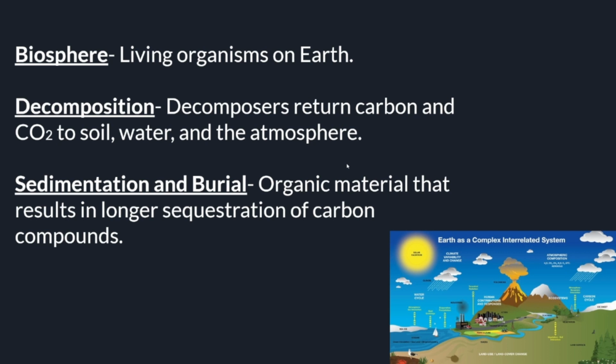So when decomposers eat a dead animal, it resembles decomposition because they return the CO2 to the natural soil, so the soil gains nutrients, water, so the water gains CO2, and then finally the atmosphere. And we'll learn more about that when we talk about the carbon cycle later in this unit.